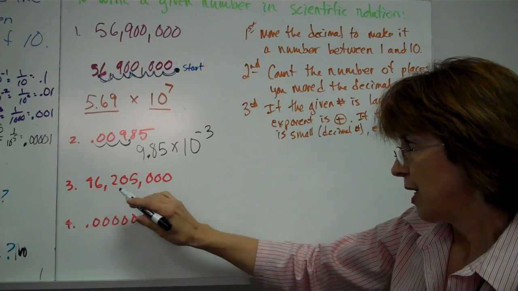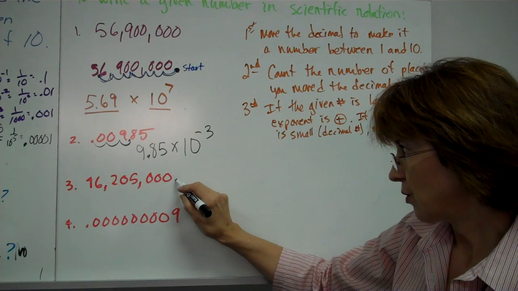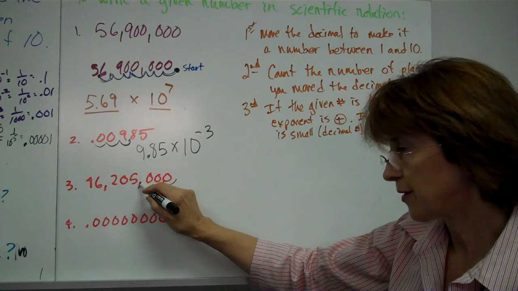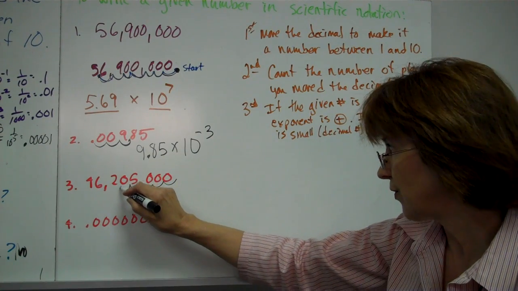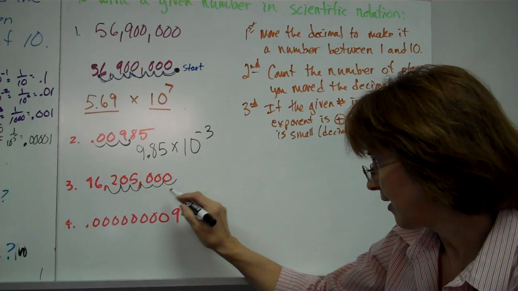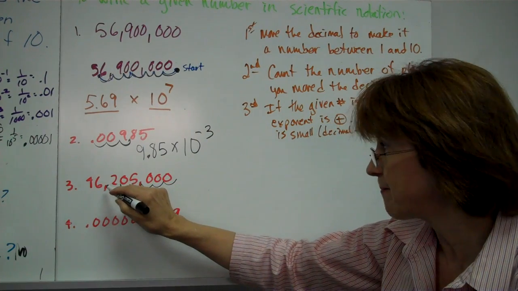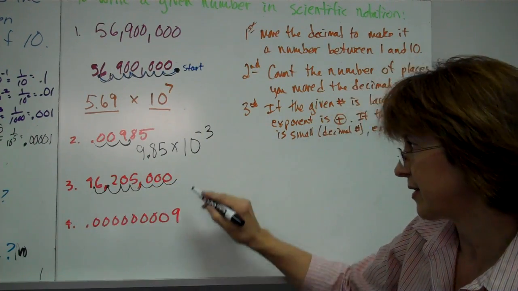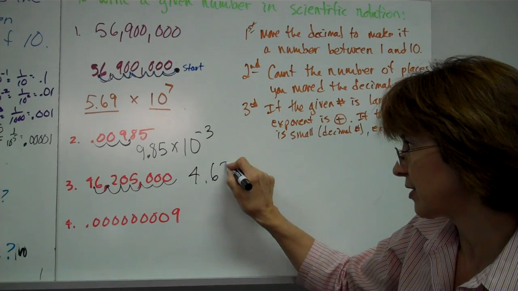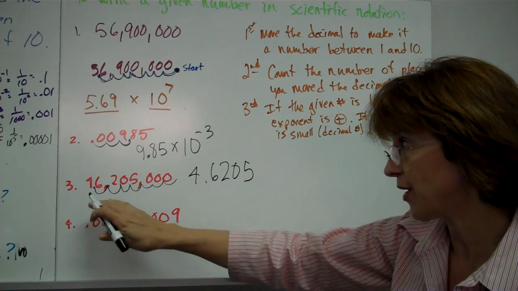Okay, this one, starting here, I've got 1, 2, 3. It's not a number between 1 and 10. 4, nope. 5, nope. 10, 1, 2, 3, 4, 5, 6. It's still not a number between 1 and 10. And then 7. There it is. So now I write down 4.6205. Okay, I got to write all those down.